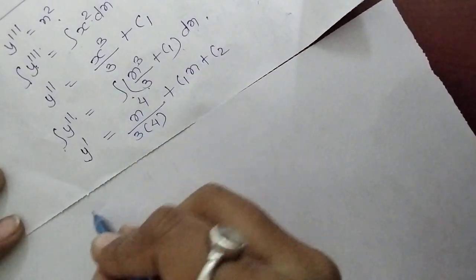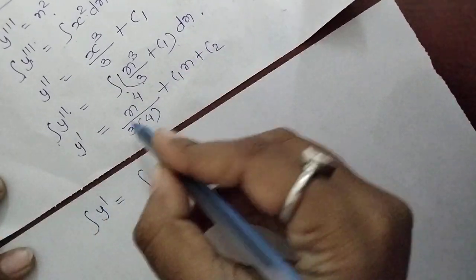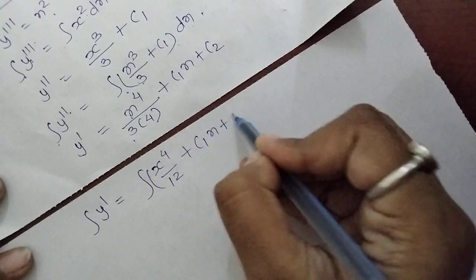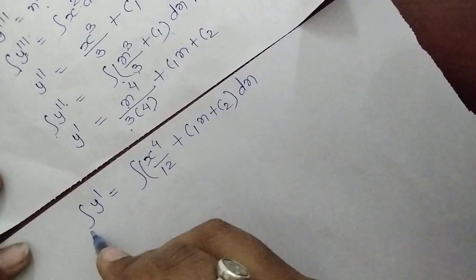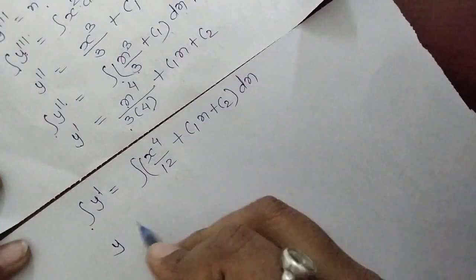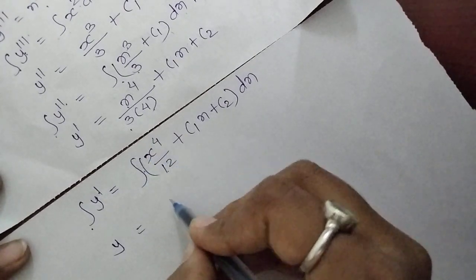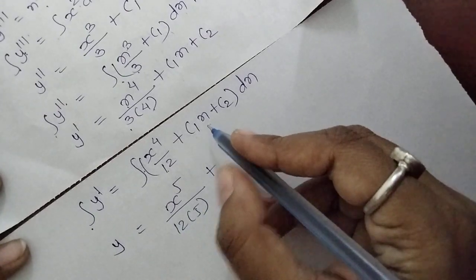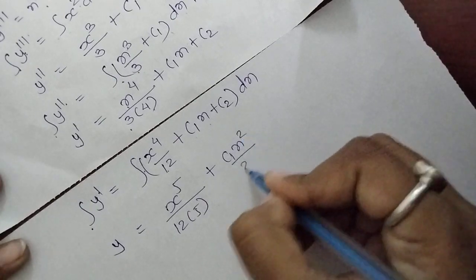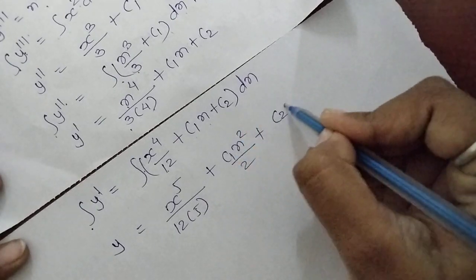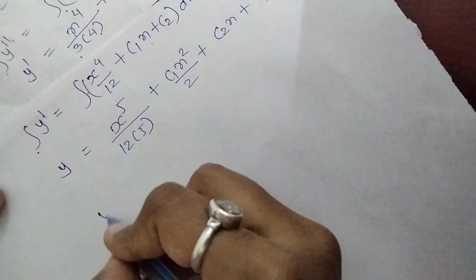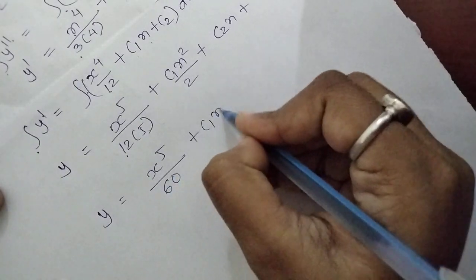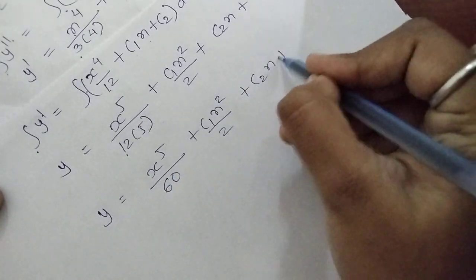Again take integration. Integration of y dash is equal to integration of x raised to 4 upon 3 into 4, that is 12, plus c1x plus c2 into dx. Integration of y dash is nothing but y, equal to x raised to 5 upon 12 into 5 plus c1x square upon 2 plus c2x plus c3. So y is equal to x raised to 5 upon 60 plus c1x square upon 2 plus c2x plus c3.